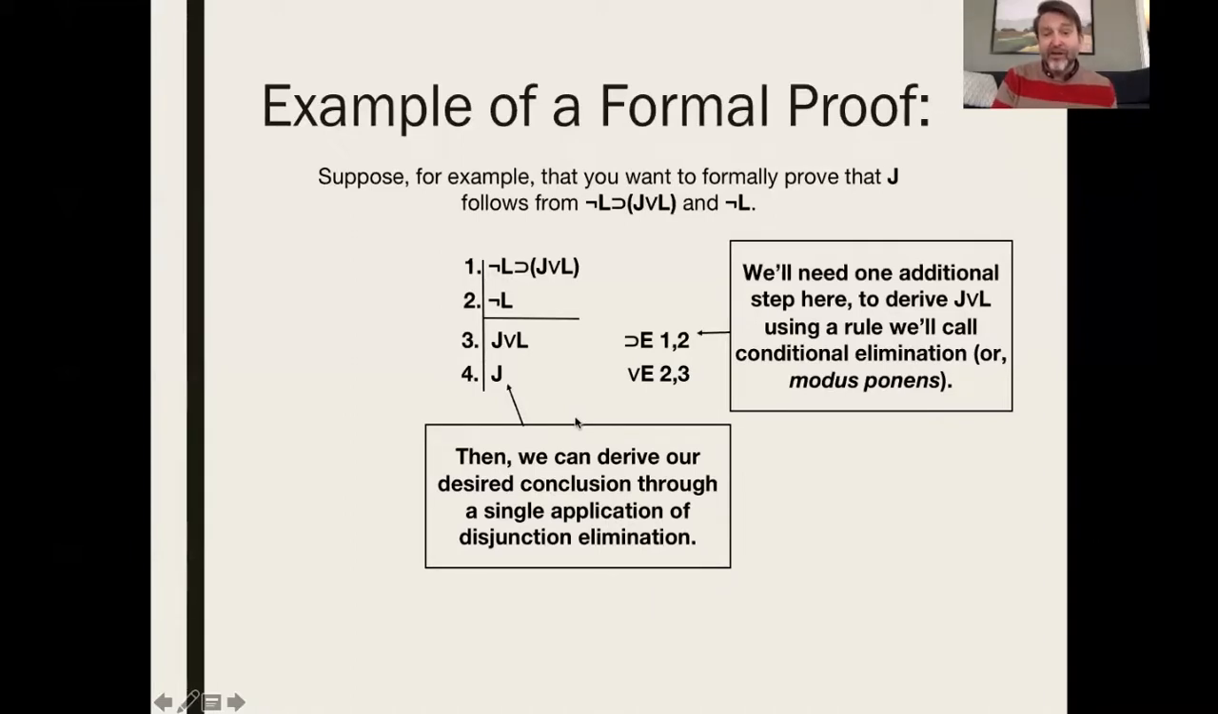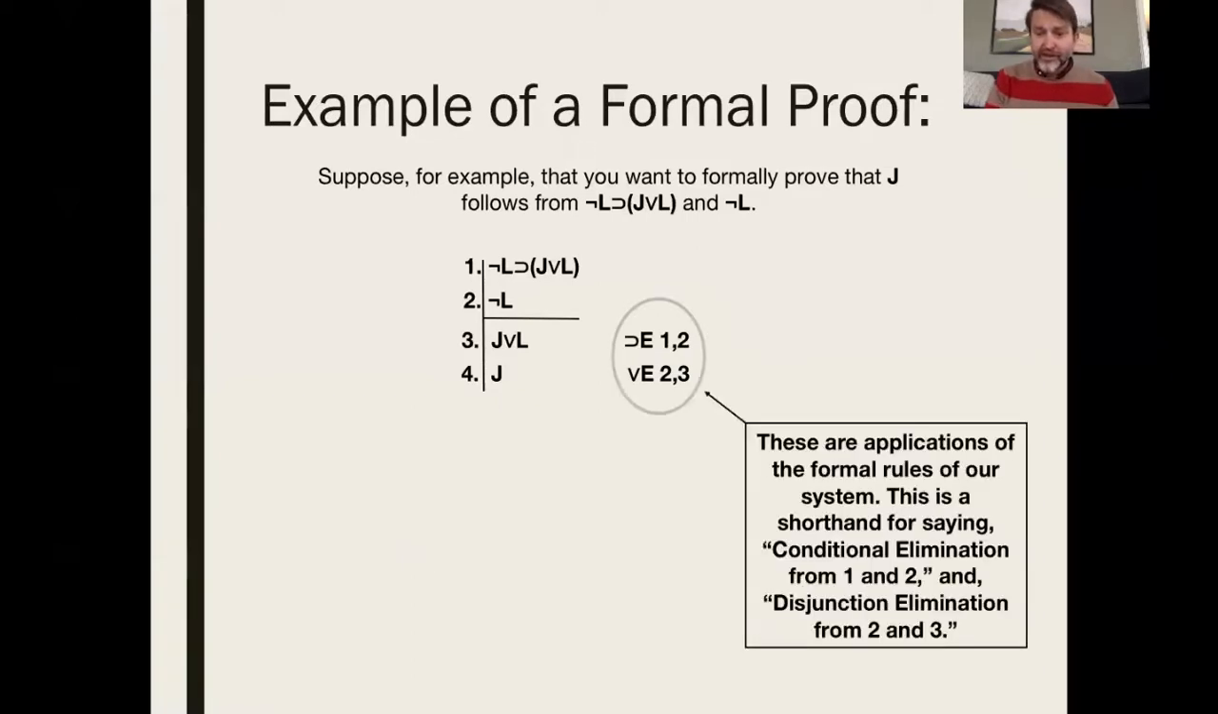So this is an example of how we would do a formal proof using some basic rules of our system. And today we'll be learning about some of these basic rules. Again, these are the applications of the formal rules of our system. So this is our shorthand for saying conditional elimination from 1 and 2, and disjunction elimination from 2 and 3. So this is an important note-keeping feature of our system, and you'll want to adopt this method of showing which rules you have used to derive various steps and conclusions.